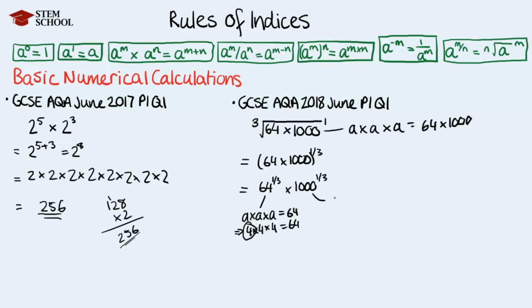Now let's do the same with 1000. So it's something times something times something is equal to 1000. Okay, so just test different numbers, but clearly it will be 10 times 10 times 10 is equal to 1000. Okay, so 10 is a magic number here. So we can sub that in, so it will be 64 to the power of a third is the same as 4. Then 1000 to the power of a third is the same as 10. 4 times 10. So the final answer will simply be 40. And there we have it.